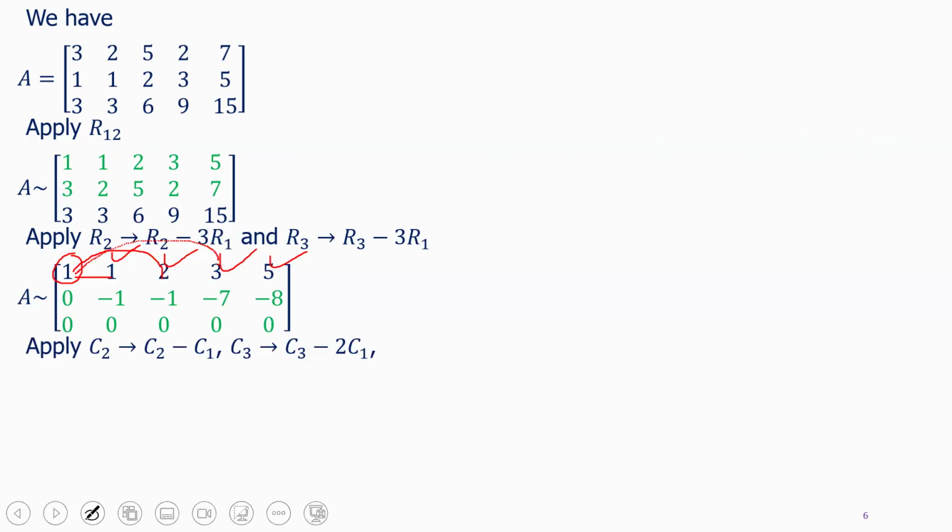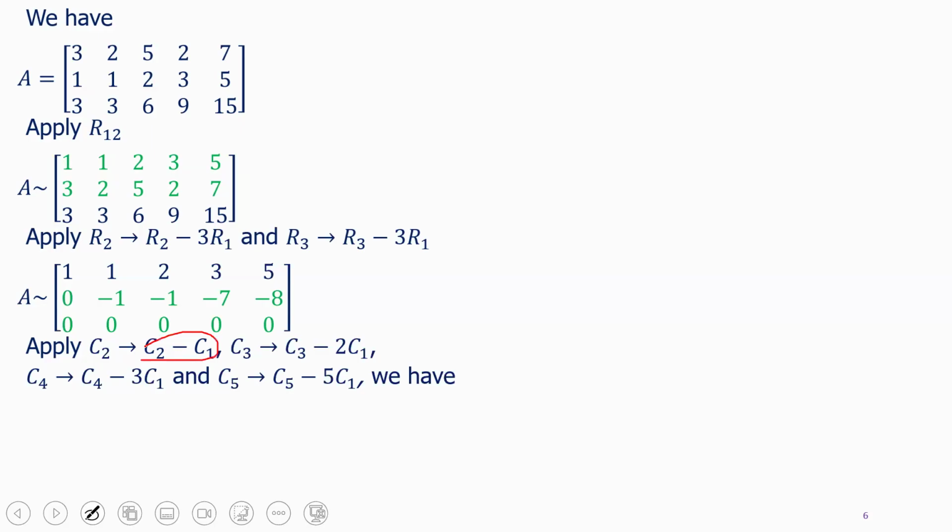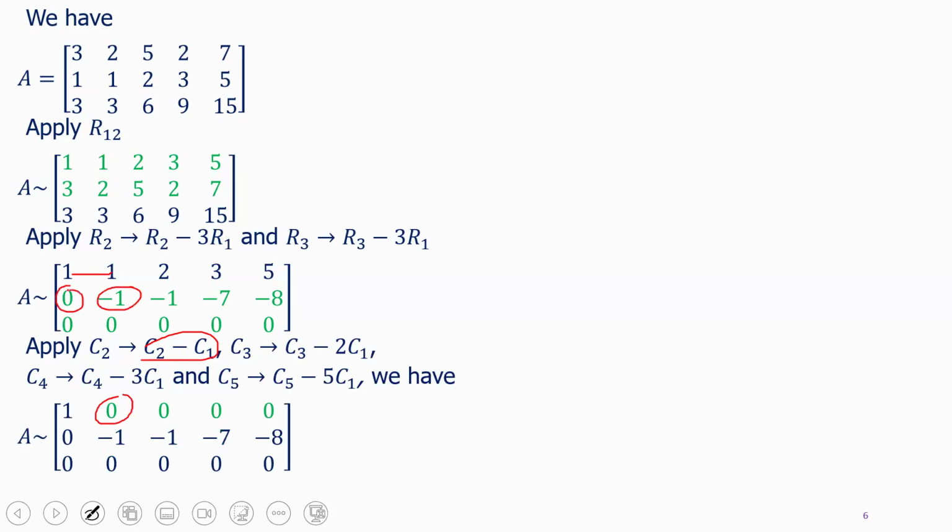And C5 minus 5C1 will also become 0. So we are applying these 4 operations. C2 minus C1. So 1 minus 1 is 0. 1 minus 1 is 0. Minus 1 minus 0 is minus 1. No change. 0 minus 0 is 0.